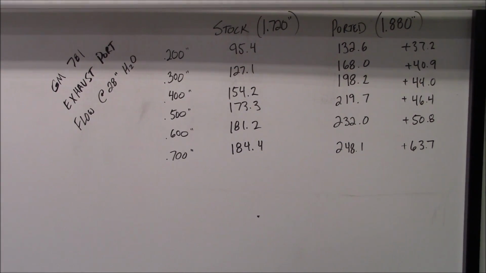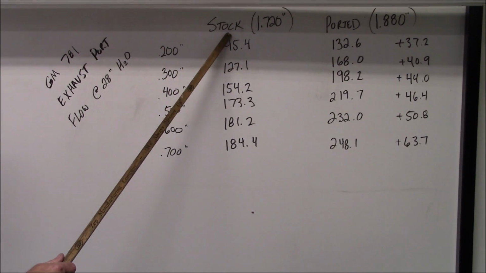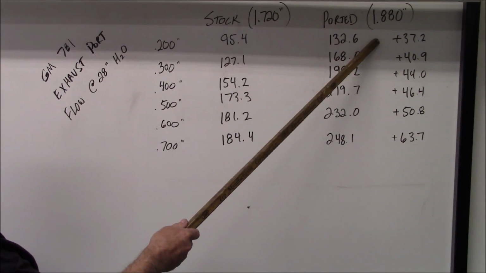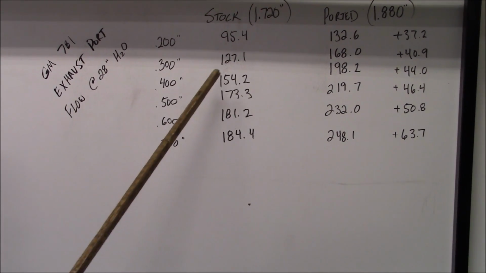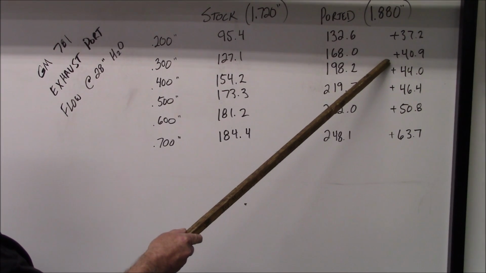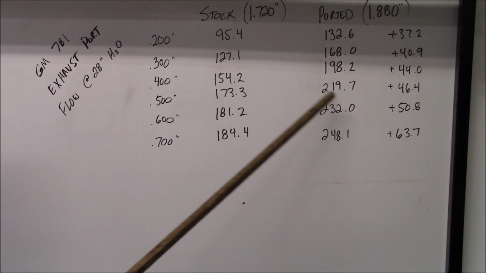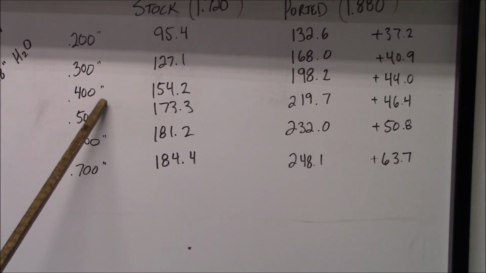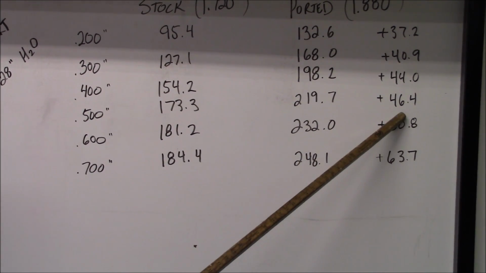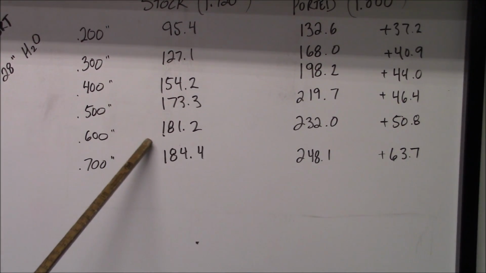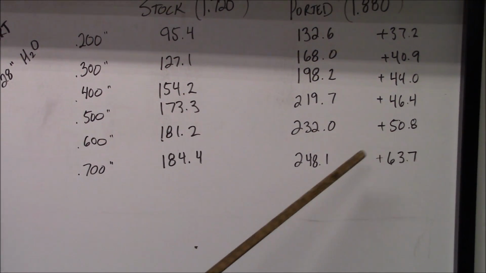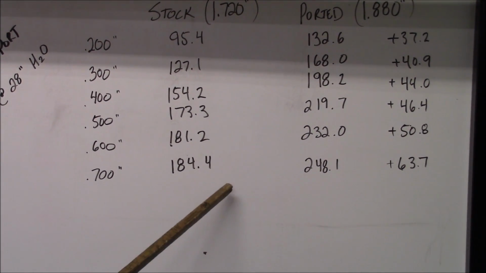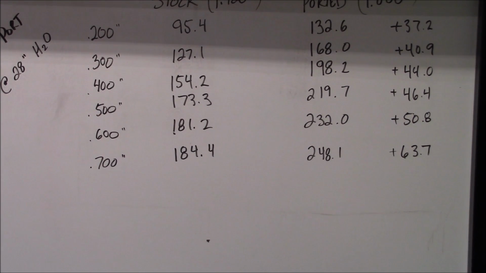Okay, we finished our flow test, and this is stock with the H720 exhaust valve. We ended up with a gain of 37 CFM at 200 lift, a gain of 40.9 CFM at 300, and a gain of 44 CFM at 400. At 500, we gained 46.4 CFM. At 600, we gained 50.8 CFM. At 700, we gained 63.7. It's also important to note that at 800 lift, this flowed over 260 CFM.